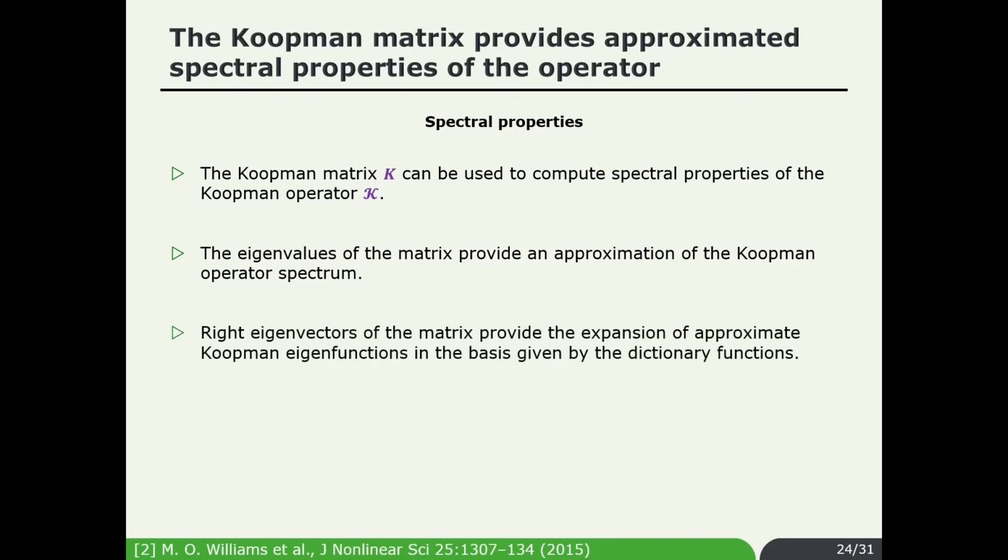Right eigenvectors of the matrix provide the expansion of approximate Koopman eigenfunctions in the basis given by the dictionary functions. Finally, the left eigenvectors are related to the Koopman modes. You can read the reference given below for more details.